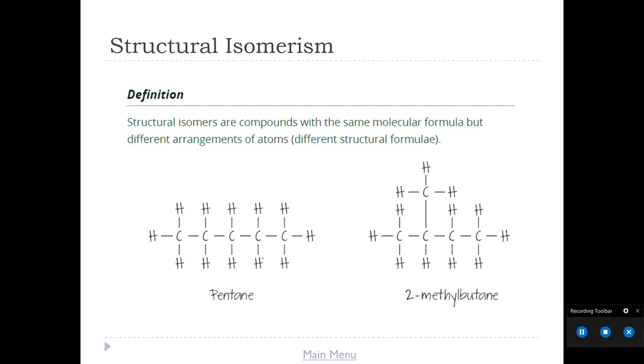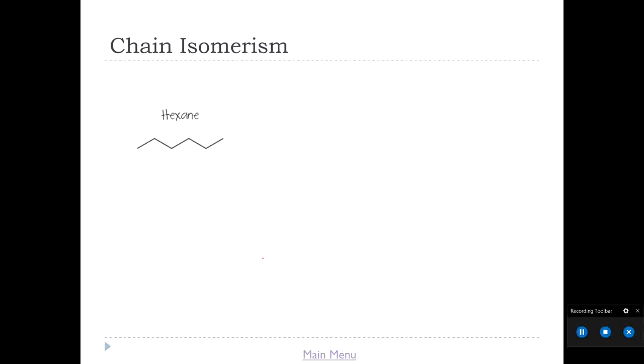Okay, we can break structural isomerism into a few different subclassifications. Okay, the first one is chain isomerism. So let's take hexane for example. So we have a 6-carbon chain. Okay, we have 3-methylpentane as one isomer of hexane. So by moving the carbon on the end there and putting it in the middle, we can also make 2,3-dimethylbutane. Again, same number of atoms, different structure.